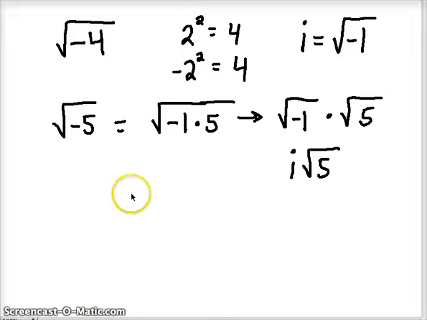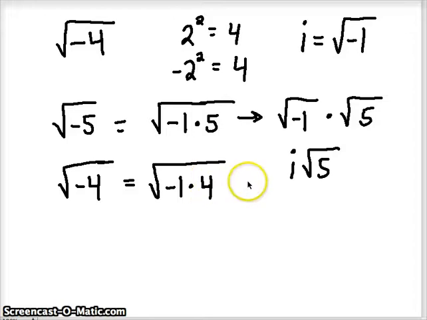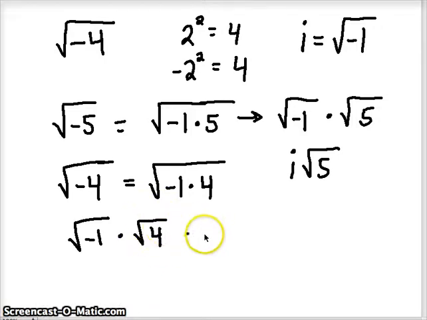Let's do a couple more examples here just to get used to it. Let's take the square root of -4. And then we'll move on to some more complicated equations and expressions. So again, break this down. This becomes -1 times 4. We can break that up into two different radicals. It's the square root of -1 times the square root of 4. And so what we do is we rewrite the square root of -1, that's i. We just write i instead. And then we write the square root of 4. Well, the square root of 4 is 2.